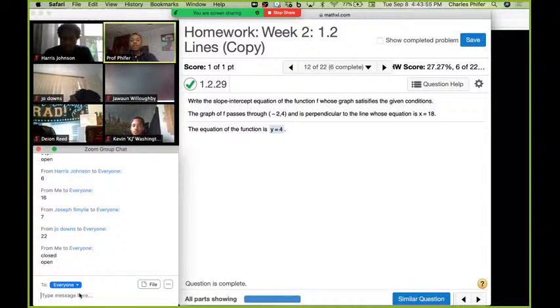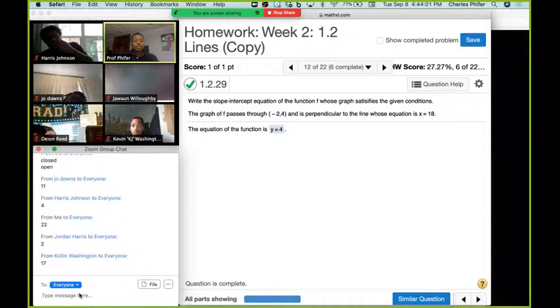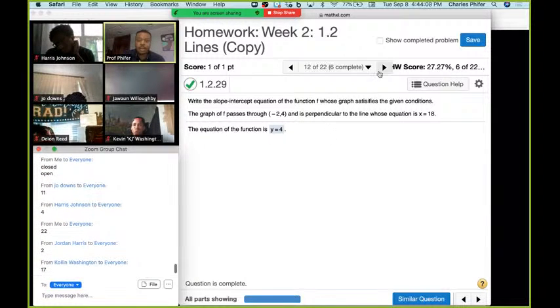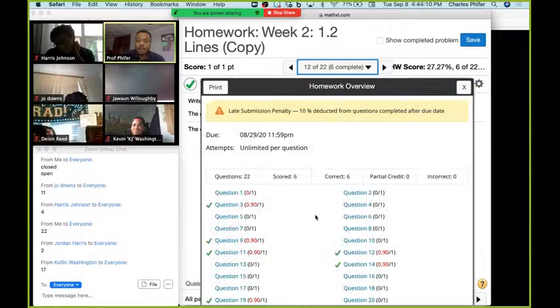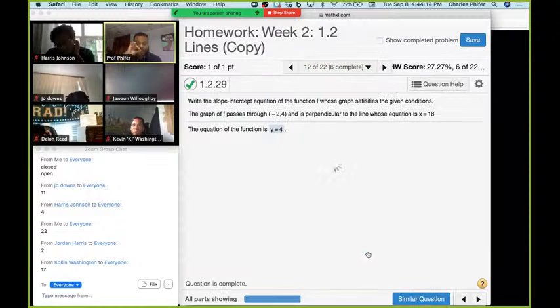Hey Google, give me a random number 1 through 22. Here's a random number, 18. 18. All right, so okay, let's look at 18. Did we do 18 already? I think we might have time for 2 more. It depends on how quickly these go.